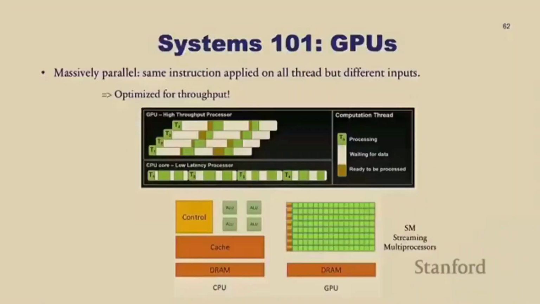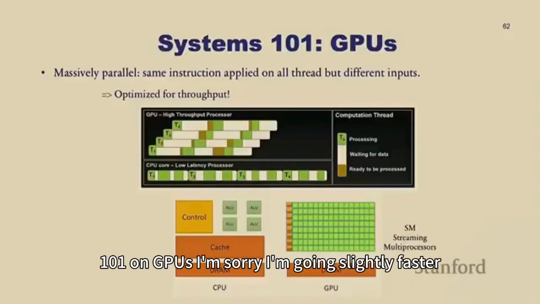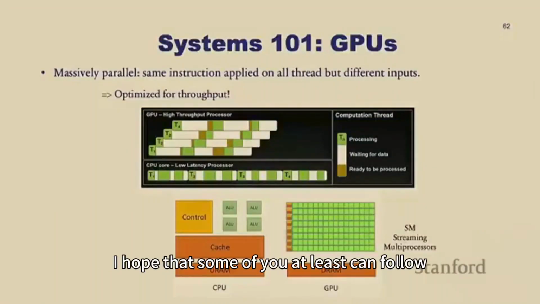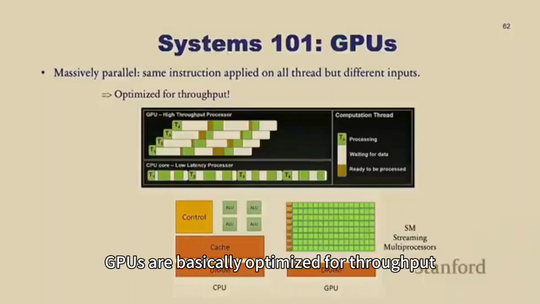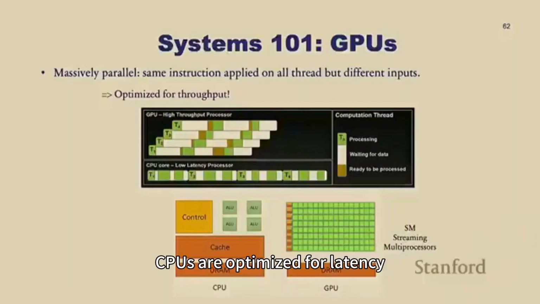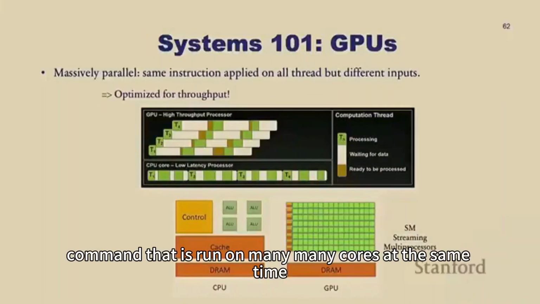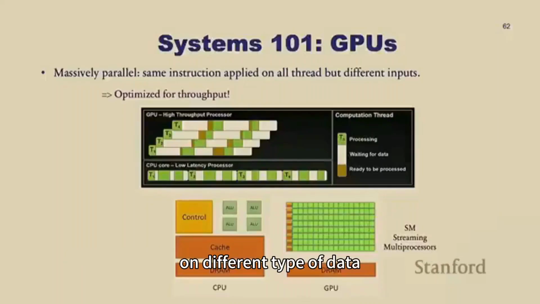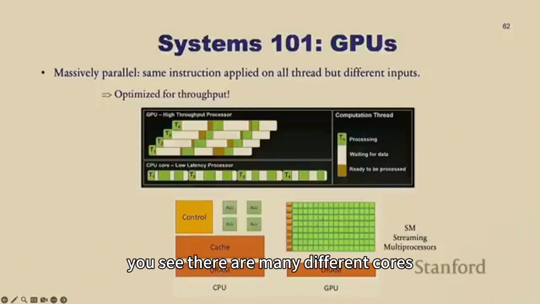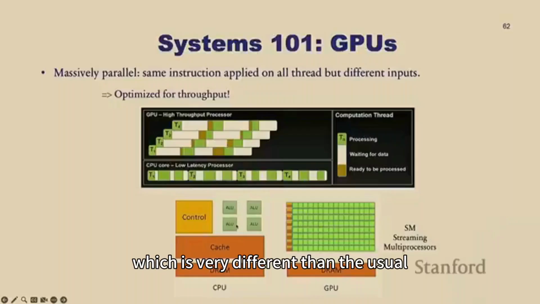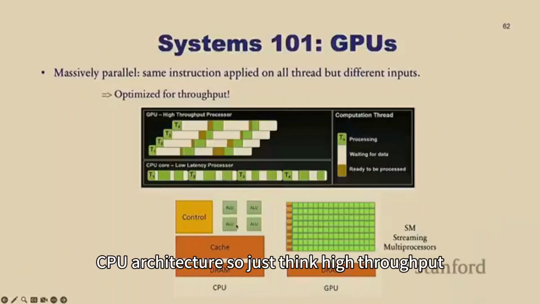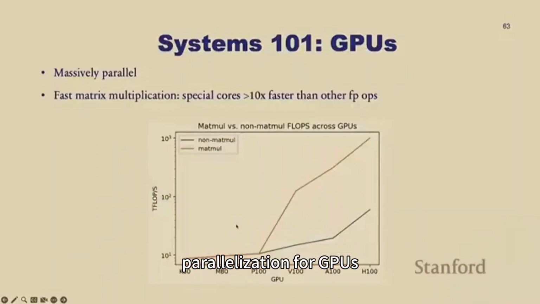So, systems 101 on GPUs. I'm sorry I'm going slightly faster; I hope that at least some of you can follow. GPUs are basically optimized for throughput, while CPUs are optimized for latency. The way to think about GPUs is that one command is run on many cores at the same time on different pieces of data. You see there are many different cores, which we call streaming multiprocessors, very different from the usual CPU architecture. So just think high-throughput parallelization for GPUs.